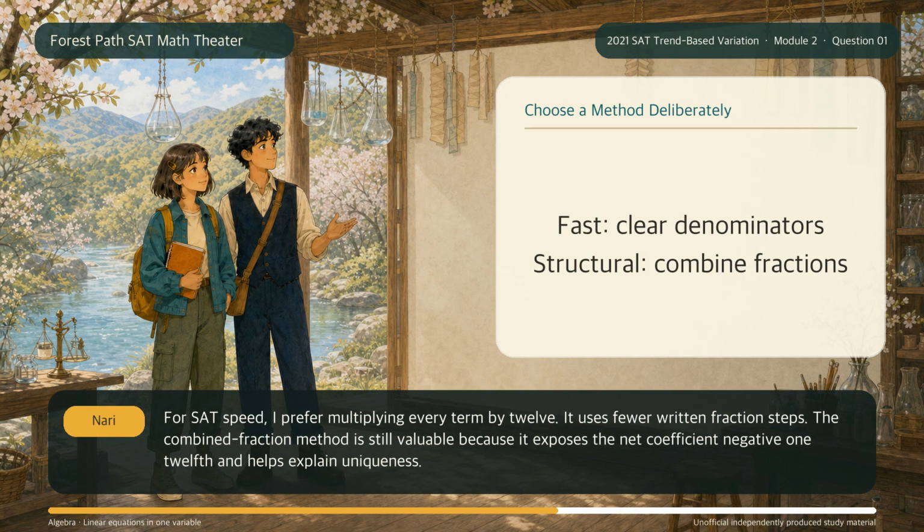For SAT speed, I prefer multiplying every term by 12. It uses fewer written fraction steps. The combined fraction method is still valuable because it exposes the net coefficient negative 1/12 and helps explain uniqueness.